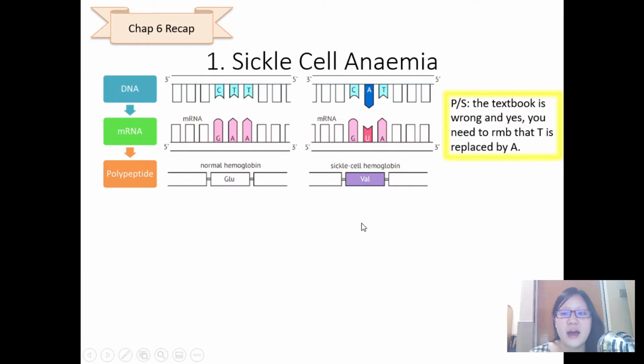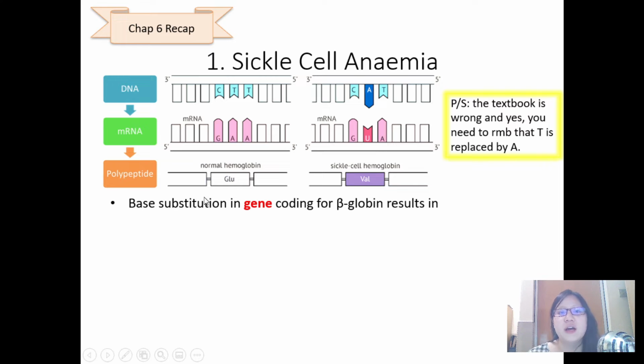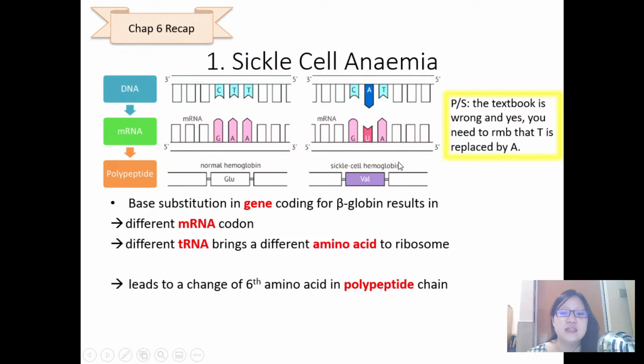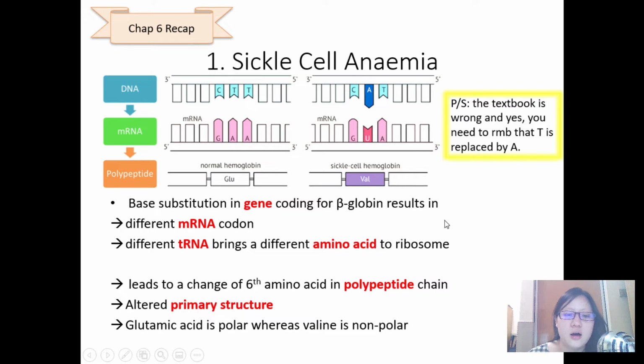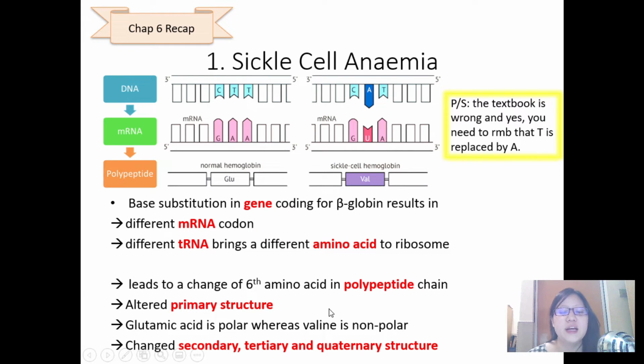Now, where is the mutation? The mutation is in the gene coding for beta globin, right? And CTT actually became CAT, and therefore this changed the mRNA codon and therefore changed the polypeptide, resulting in a different 6th amino acid of the polypeptide chain, altering the primary structure, and then therefore influencing the secondary, tertiary, and quaternary structure. So it becomes a faulty protein.